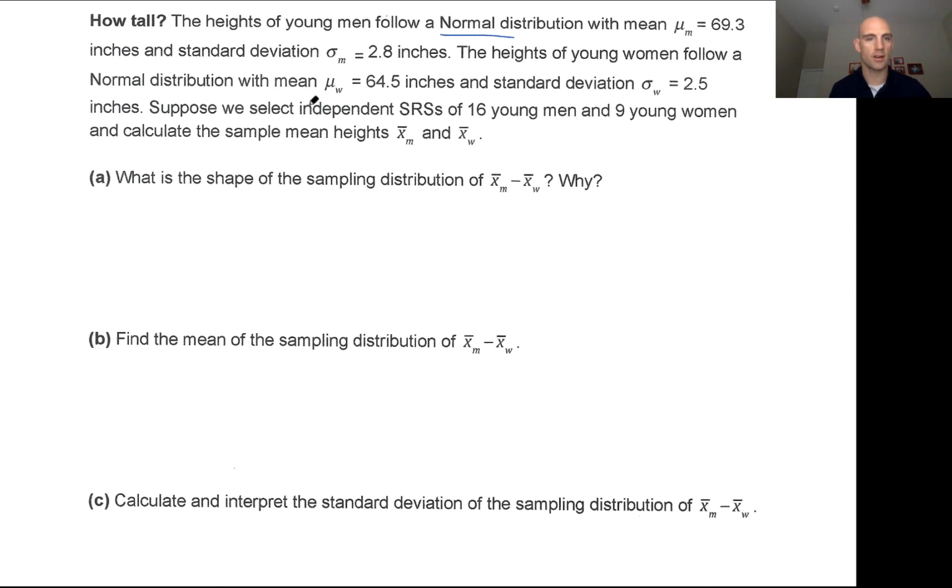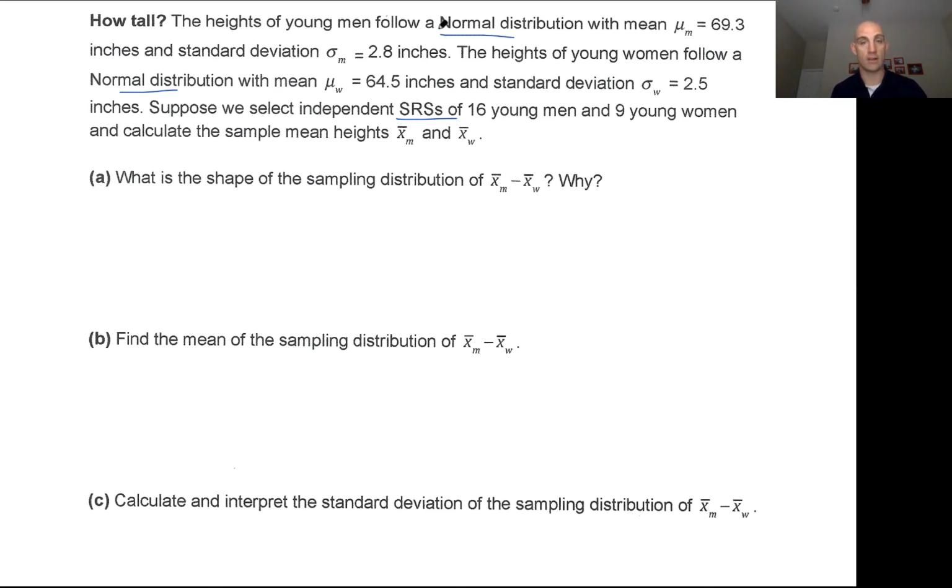So again, there's our keywords there. And they give us the mean of 64.5 and a standard deviation of 2.5 inches. Suppose we select an independent, simple random sample, that's important, of 16 young men and 9 young women to calculate the sample mean heights, x bar sub m and x bar sub w. What's the shape of the sampling distribution?